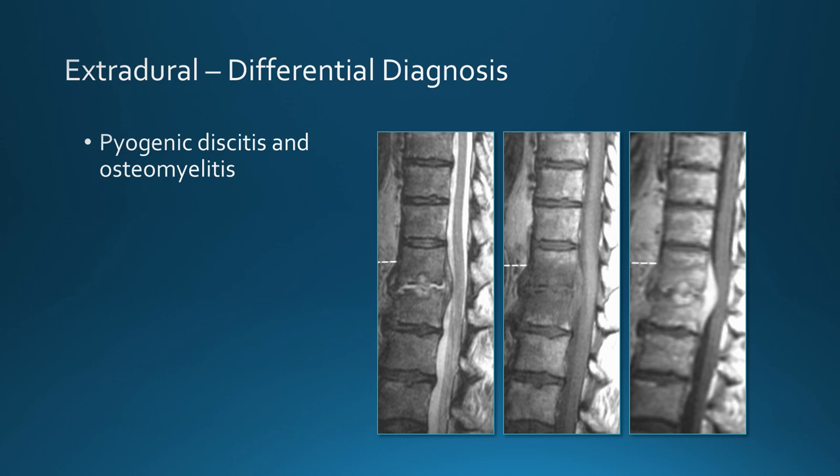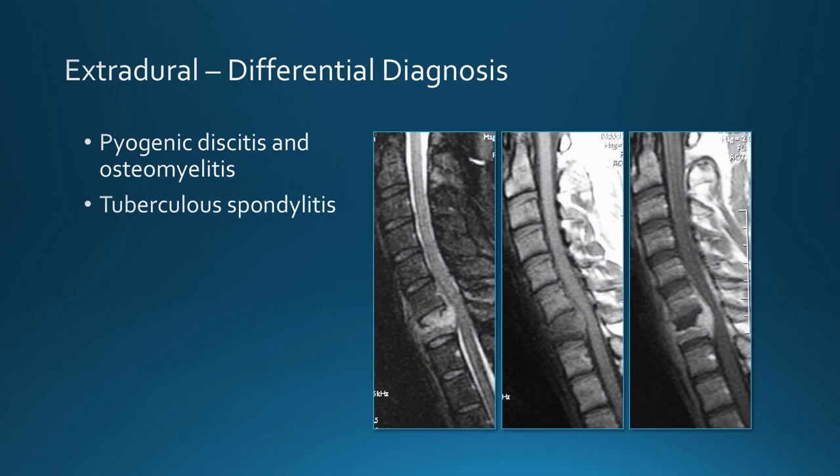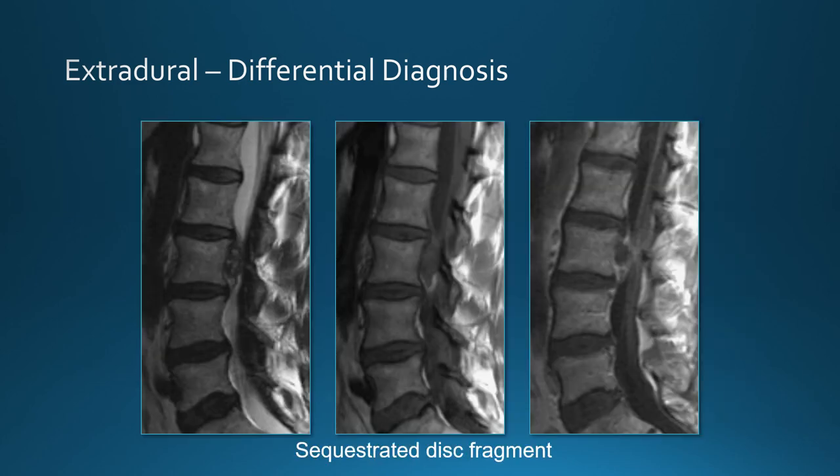In patients with pyogenic spondylodiscitis, typically we have two adjacent vertebrae involved with the abnormalities centered on the disc, often with T2 bright signal within the disc. Tuberculous spondylitis can look even more like a tumor since it's not centered on the disc. Tuberculous infection spreads along the anterior and posterior longitudinal ligaments. Patients with sequestrated disc fragment, if we give contrast, we'll see enhancement only around the periphery of the disc as opposed to enhancement of the whole lesion that we see with a tumor.